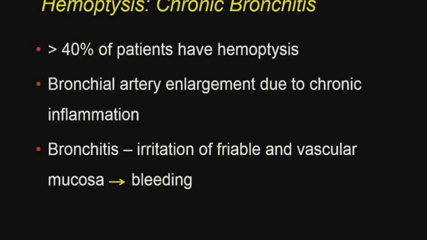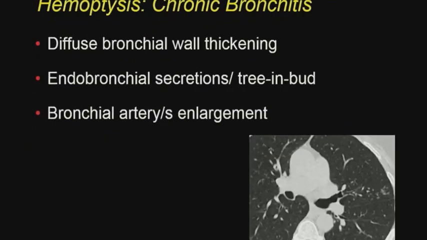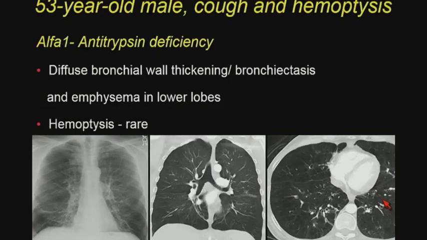So more than 40% of patients with chronic bronchitis, quite similar to the 50% in patients with bronchiectasis, will have hemoptysis. The hemoptysis in chronic bronchitis is due to the bronchial artery enlargement, but also due to the irritation of friable and vascular mucosa. So the bleeding is happening frequently, usually with a very small amount and in different parts of the airway tree. We see the diffuse bronchial wall thickening, and we also can see sometimes tree-in-bud opacities, which actually may be the representation of the hemoptysis into the small airways.